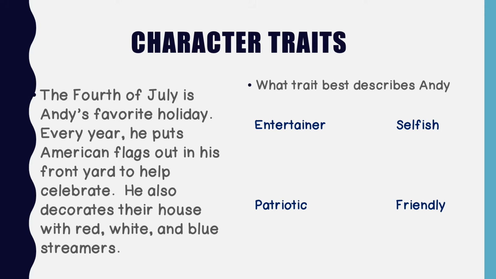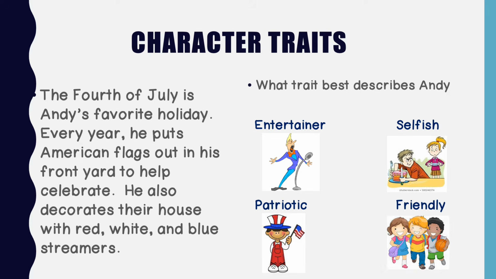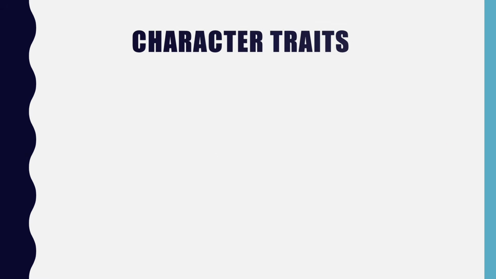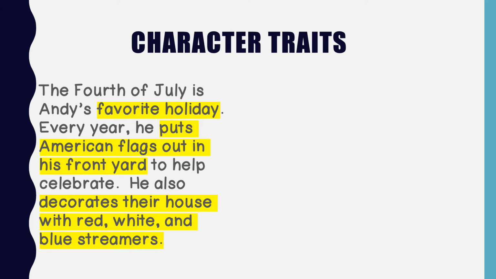Let's look closely at what the answer choices mean. Entertainer means someone who is on stage putting on a show. Selfish means not wanting to share. Patriotic means someone who loves their country. And friendly means being a friend and kind to everyone. Once again, we are going to look at the clues the author gives us to help us figure out what type of character Andy is.